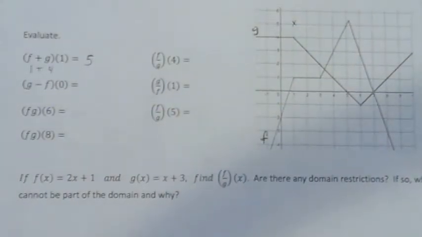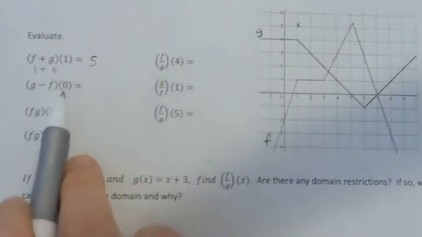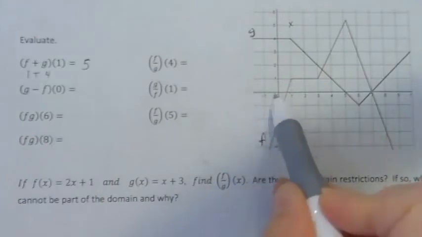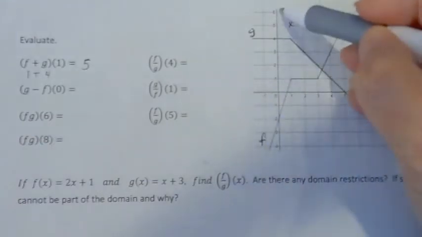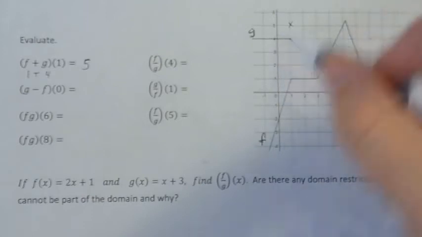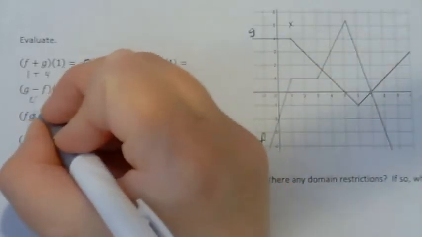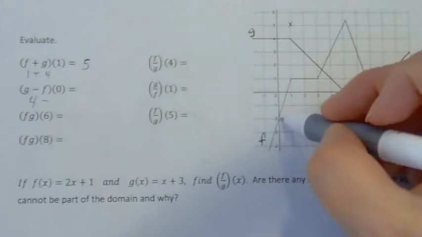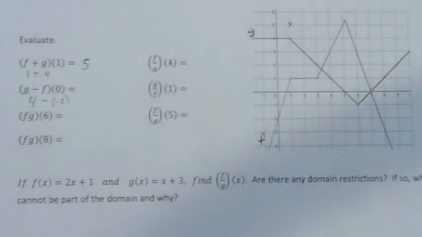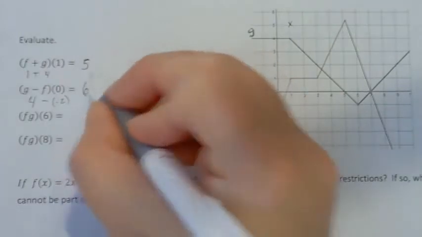Okay, let's do g minus f at 0. So this tells me where I'm going to go for my domain. This is the input value. So this time the input value is 0. So that's along the y-axis here. The g value is 4. And I'm going to subtract the f value, which is negative 2. So 4 subtract negative 2 is positive 6.